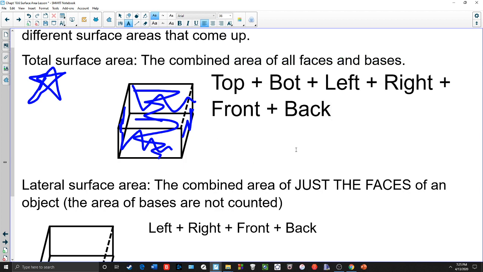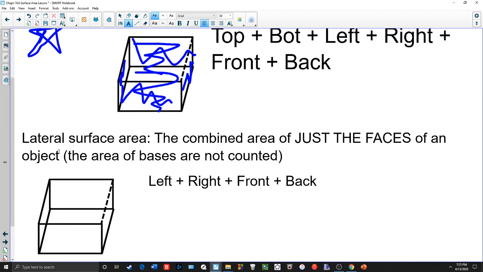Every side added together. Whereas lateral surface area is just the combined faces, or in this case, the sides of an object, essentially. So basically, you exclude the base. If you picture a box, all we do is take left plus right plus front plus back. We don't take the top and the bottom because those are the bases of my object, and I don't want to include those.